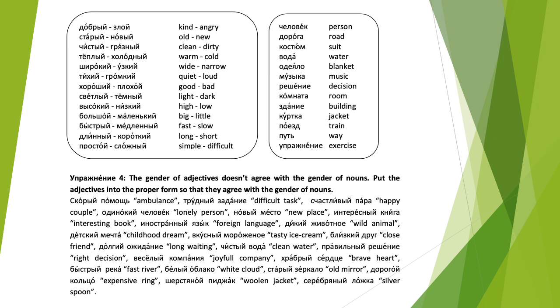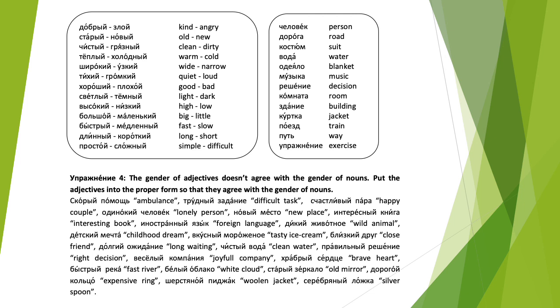The noun человек is masculine, so you don't need to change the form of the adjectives. Добрый, злой, these are masculine adjectives. The base form is masculine. But in the next line, старый, новый, дорога. Дорога is feminine, so you have to change the adjectives into feminine. Listen. Это не старая, а новая дорога.